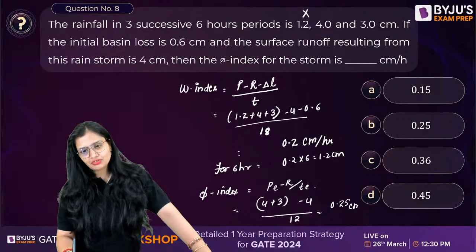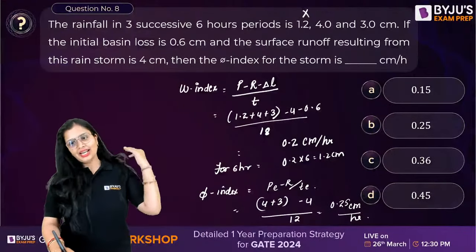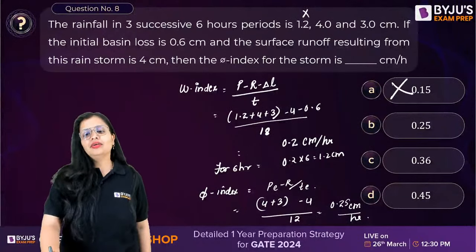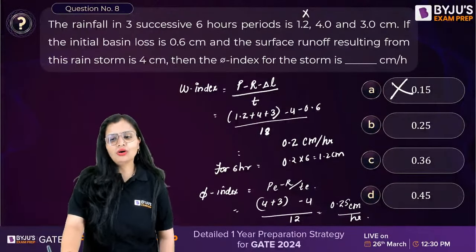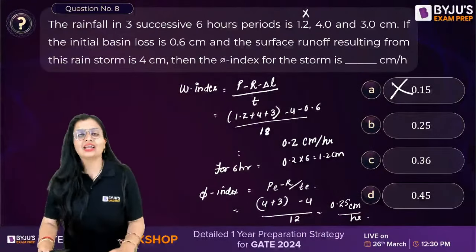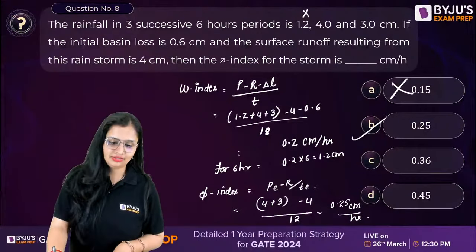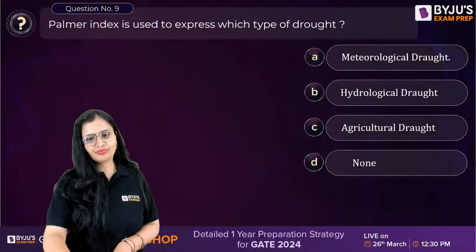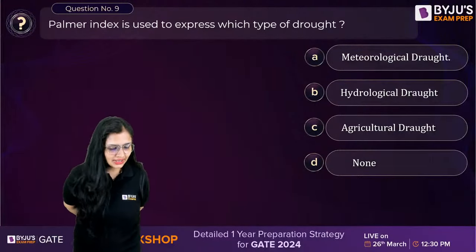0.25 centimeter per hour. And conceptually, you can know also that whatsoever value will be there, it can't be 0.15. Why? Because phi index will be greater than or equal to W index. So one option you can reject. Out of 3, if 3 options would have been less than 0.2, you wouldn't have to even calculate it. But here, since 3 options are more than 0.2, you have to calculate it. Come on, guys. This is a very simple basic question. This you guys will be answering.